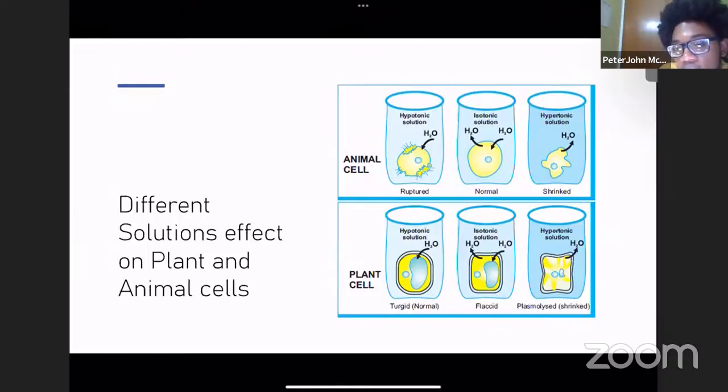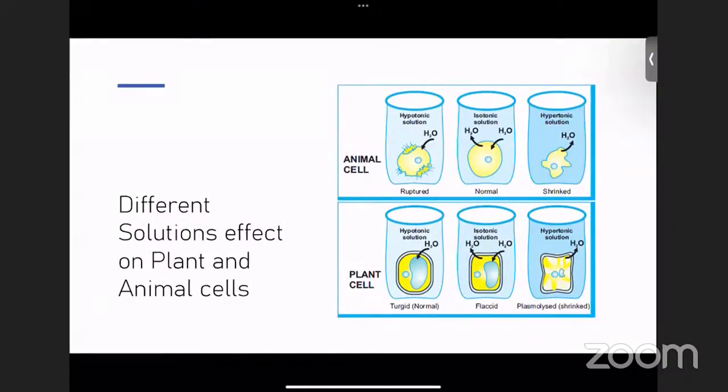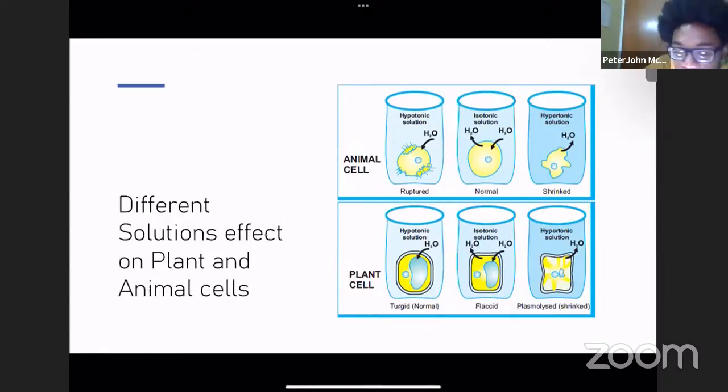Jabari, can you tell me what's happening for the isotonic solution for the plant? It's equal pressure on both sides, so nothing happens. Yeah, there's no gross change, right? Perfect.